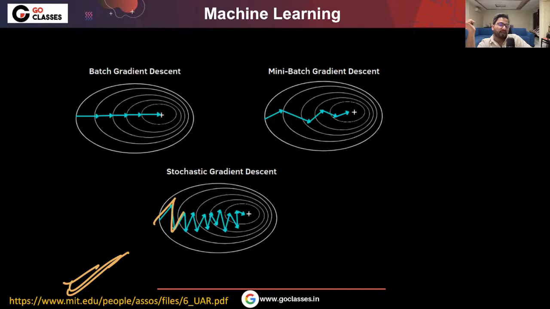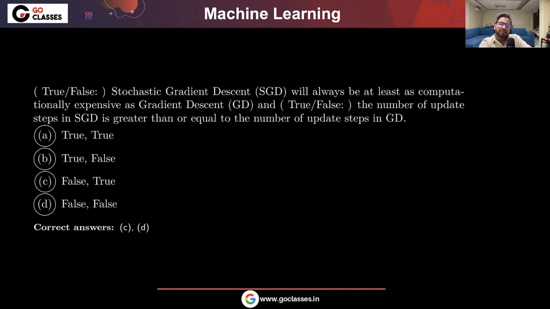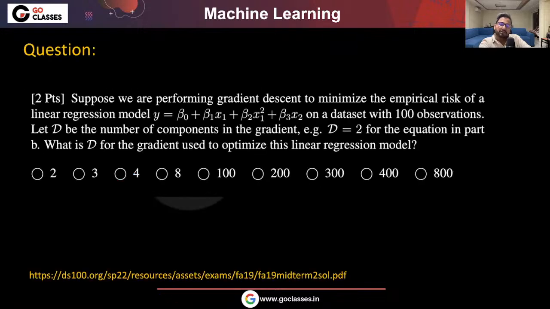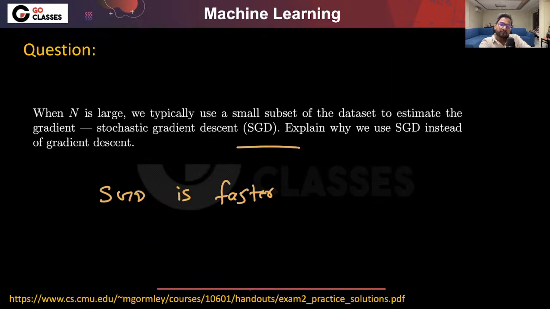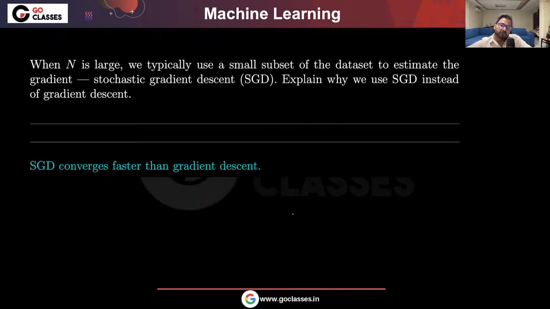SGD is fast. That is the motivation behind SGD. That is the reason why we are using SGD, because it is a faster algorithm. If you look at the level, it converges faster than gradient descent. Is this fine to everyone? Yes, so you people have given the correct answer. It is computationally cheaper compared to GD.